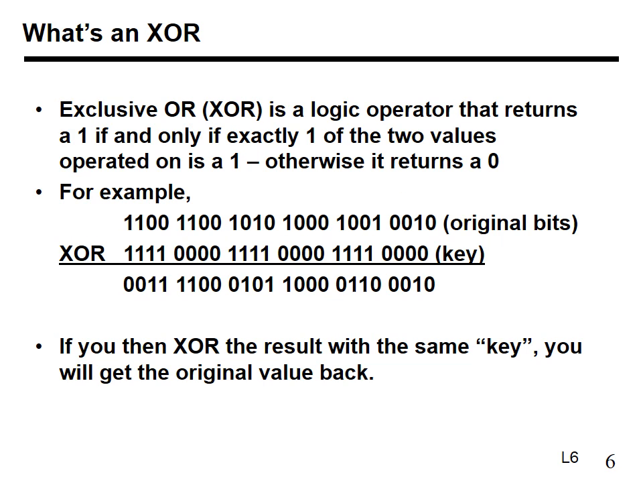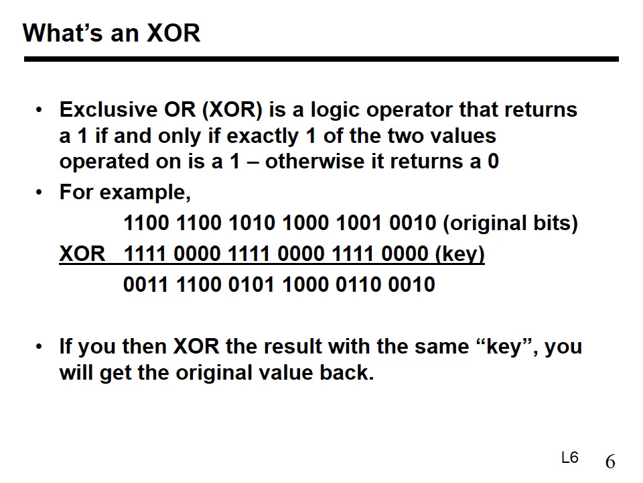What's an exclusive OR? This is a little trickier. Exclusive OR is a logic operator. What it does is it gives us back a 1 if and only if exactly one of the two values operated on is a 1. Otherwise, it gives us a 0. So 0 XOR 0 is 0, 0 XOR 1 is 1, 1 XOR 0 is 1, and 1 XOR 1 is 0. And we do this column by column.